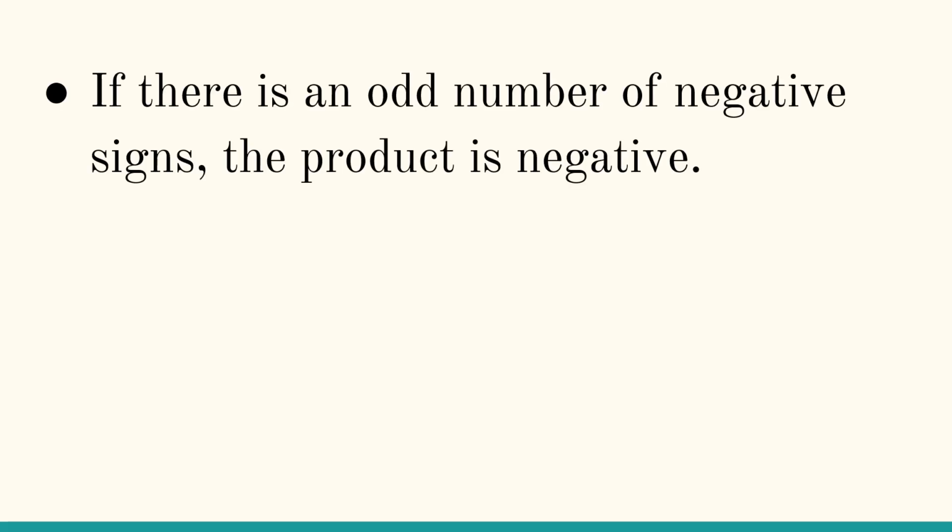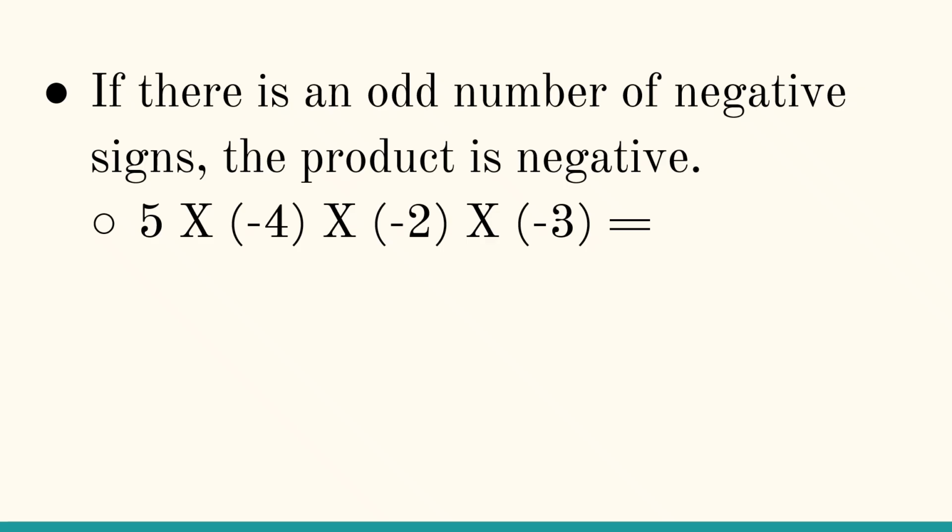Alright guys, now the final rule we're going to learn is if there is an odd number of negative signs, the product is always going to be negative. If you notice here, we have 1, 2, 3 negatives. So that means my answer is going to be a negative.